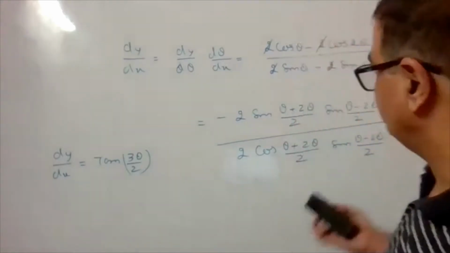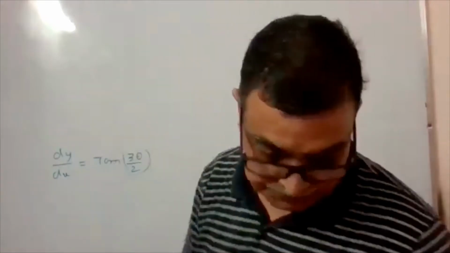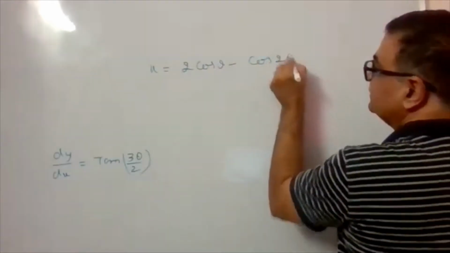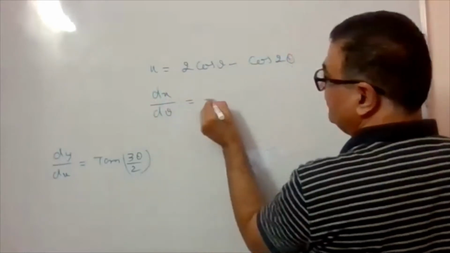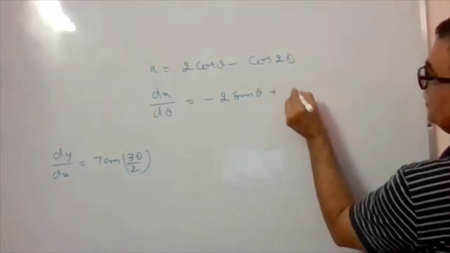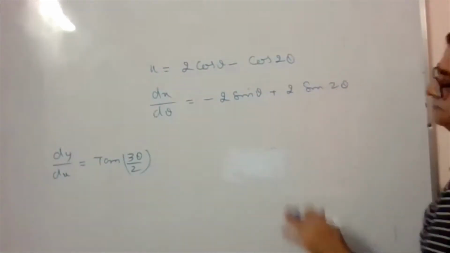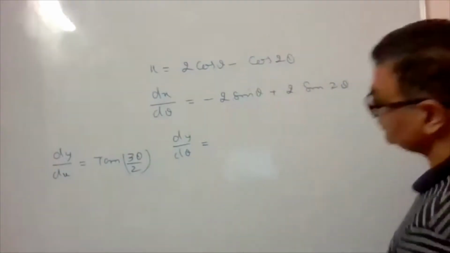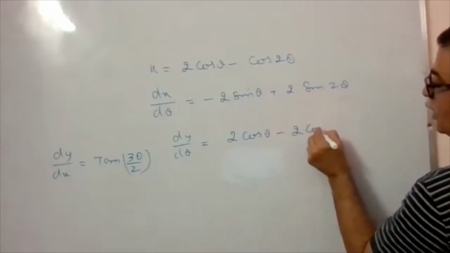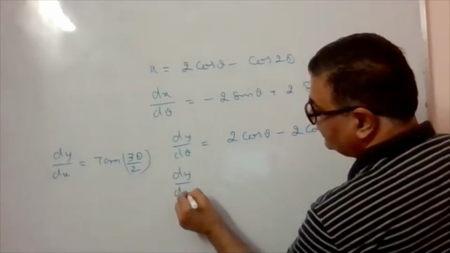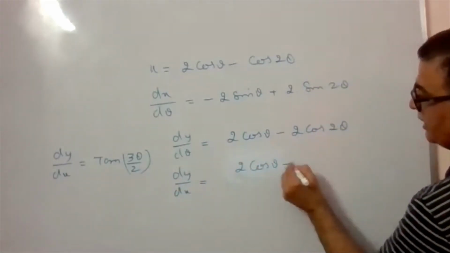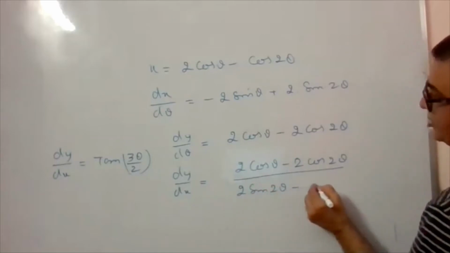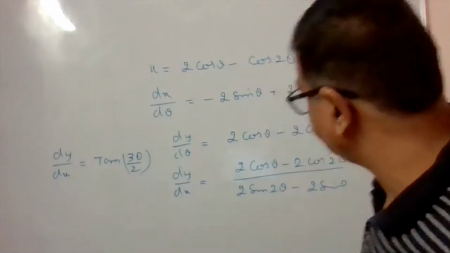I'll just take the question once more. Maybe I made a minus mistake somewhere. x is 2 cos theta minus cos 2 theta. So when you go for dx by d theta, it will come minus 2 sine theta plus 2 times sine of 2 theta. So this was the mistake we were making. Same way we go for dy by d theta. That was 2 cos theta minus 2 cos 2 theta. And then we go for dy by dx. So this will come out to be 2 cos theta minus 2 cos 2 theta whole divided by 2 sine 2 theta minus 2 sine theta. This was the mistake we were making. So now it's correct.